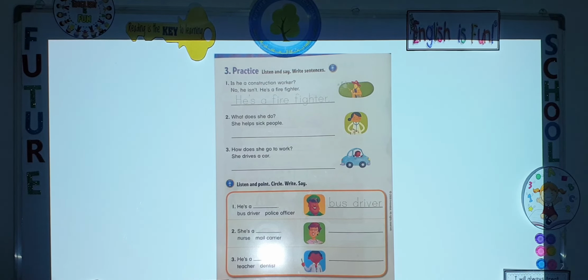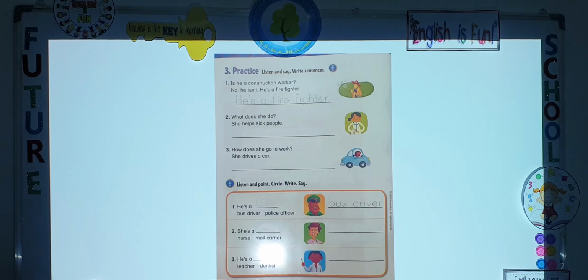She drives a car. Of course, if you look at the picture, you can find that she's driving a car. She's going to work by driving a car. She's not going to work by bus or on foot. She drives a car. With your good handwriting, now on the line, write: she drives a car.